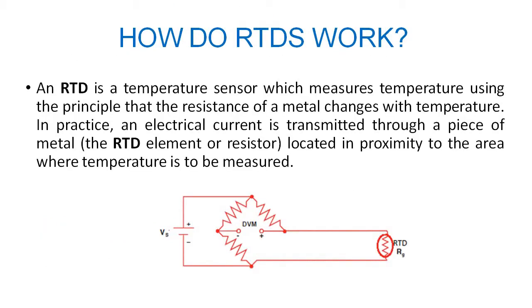Now, how do RTDs work? The RTD is a temperature sensor which measures the temperature using the principle that the resistance of a metal changes with the temperature. In practice, an electric current is transmitted through a piece of metal located in proximity to the area where the temperature is to be measured. Here is an electrical circuit of RTD: supply voltage, some fixed resistances in the form of a bridge, and the other. This is a 2-wire arrangement basically.